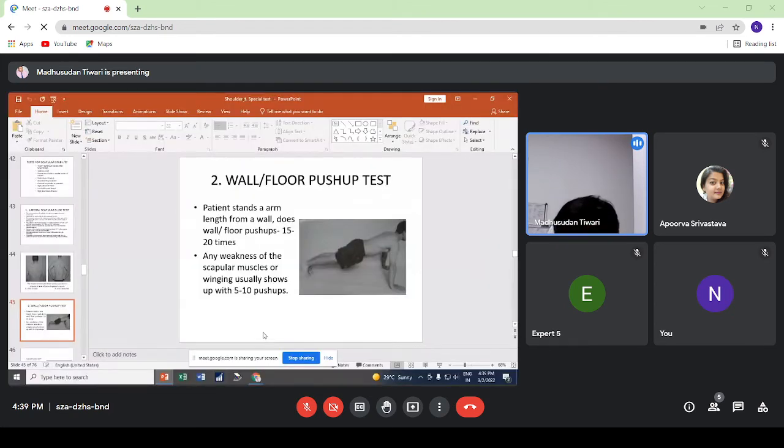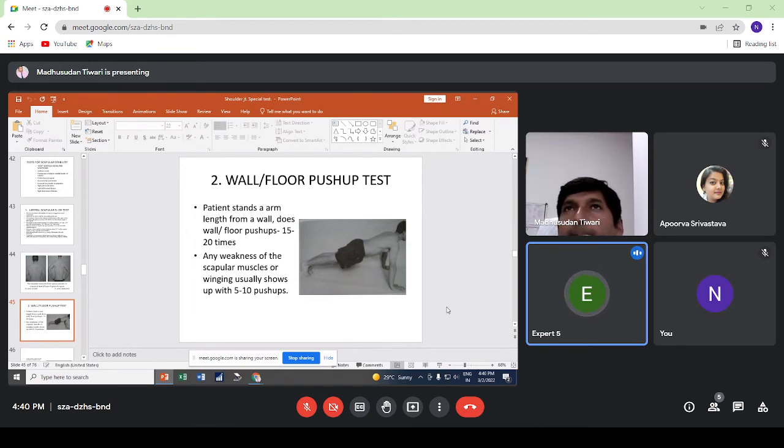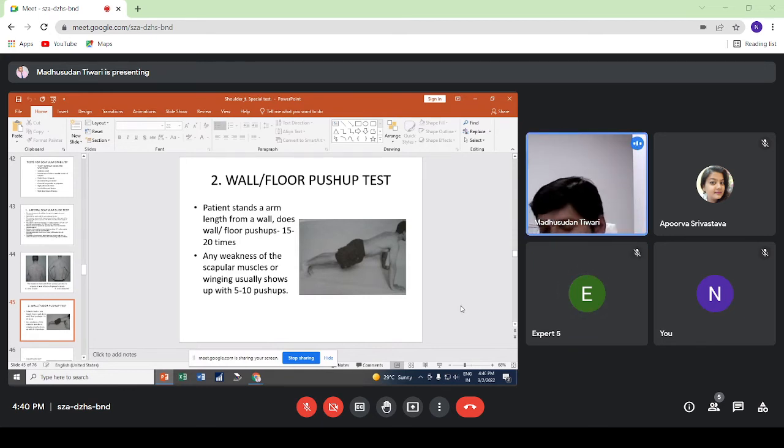Winging of a scapula basically occurs by weakness of which muscles? Can anyone tell? Winging of a scapula basically occurs by the weakness of which muscles? Hello? So it is more of subscapularis. Serratus anterior. Yes, sorry, sir, serratus anterior, because it causes the pushing and punching movement.